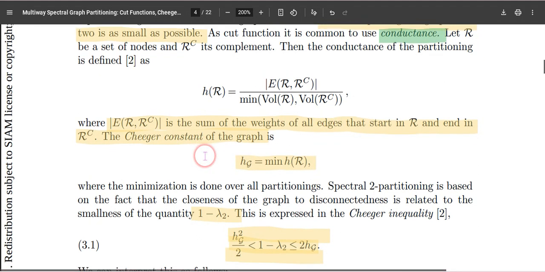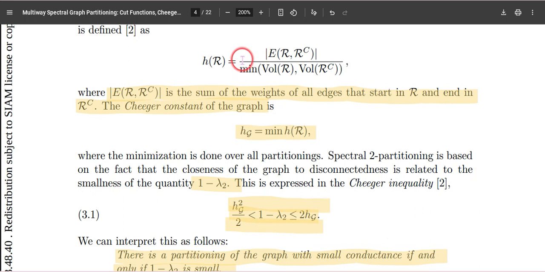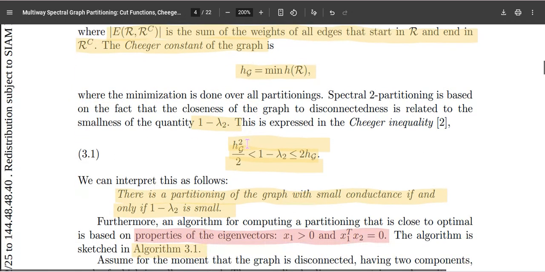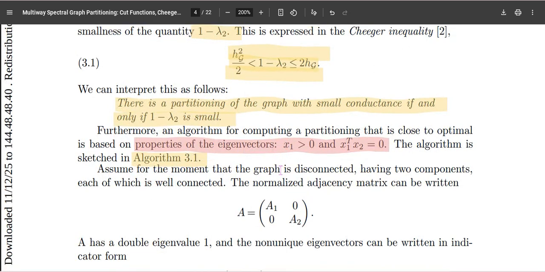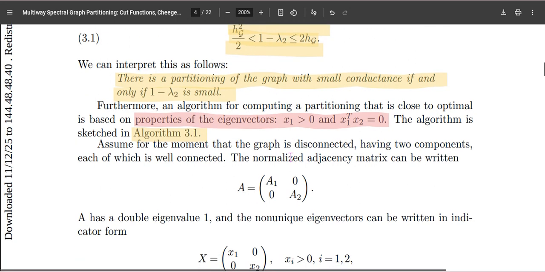And the Cheeger constant is the minimum of this cost function. The minimized cost function is termed h G, and there is an important property that h G will be less than 1 minus lambda 2. It means that lambda 2 should be close to lambda 1, that means close to 1 as much as possible. That is not the only requirement. Another requirement is that eigenvector 1 should be a Perron vector, and eigenvector 2 should be orthogonal to eigenvector 1, that is the Fiedler vector. And the algorithm is given in 3.1.